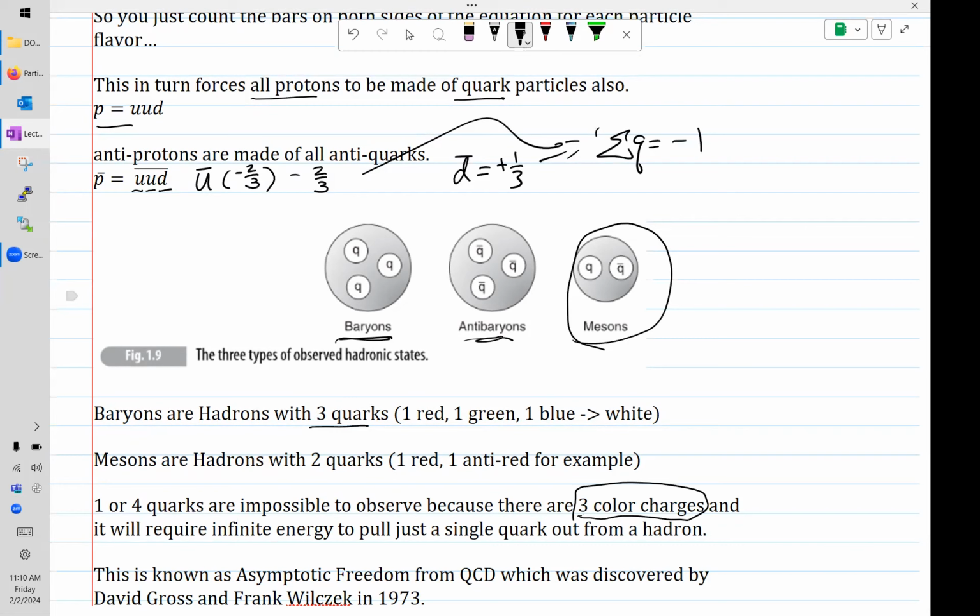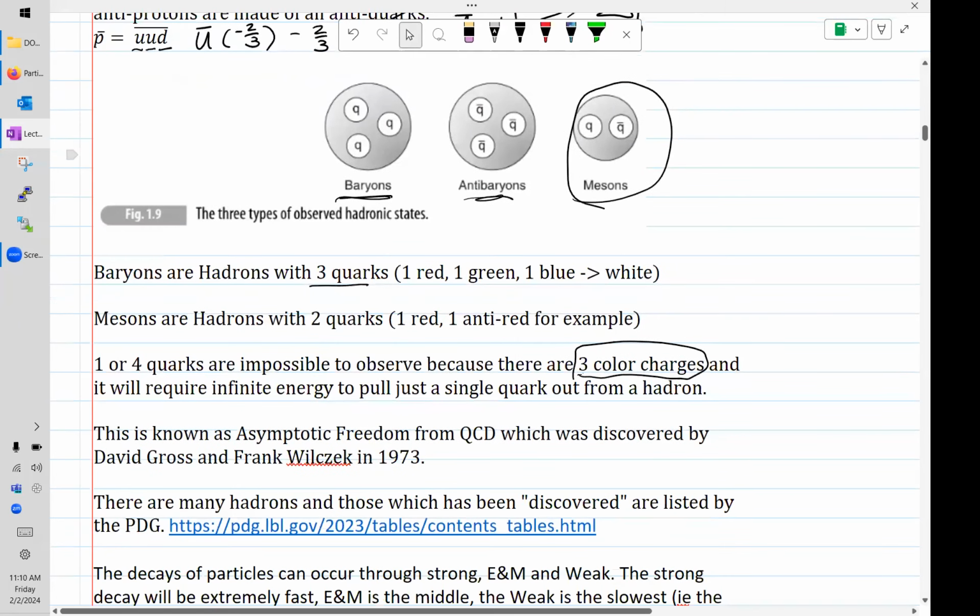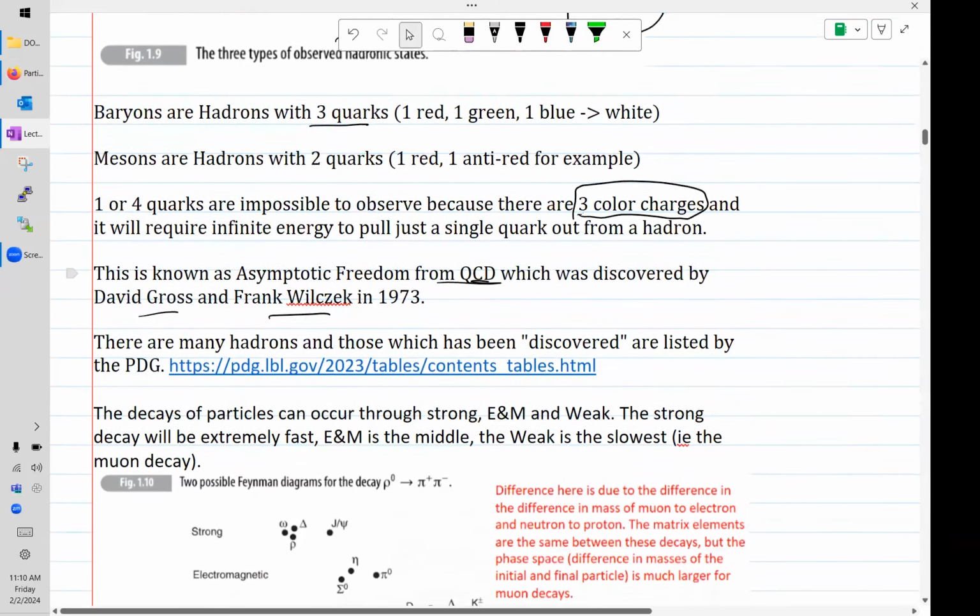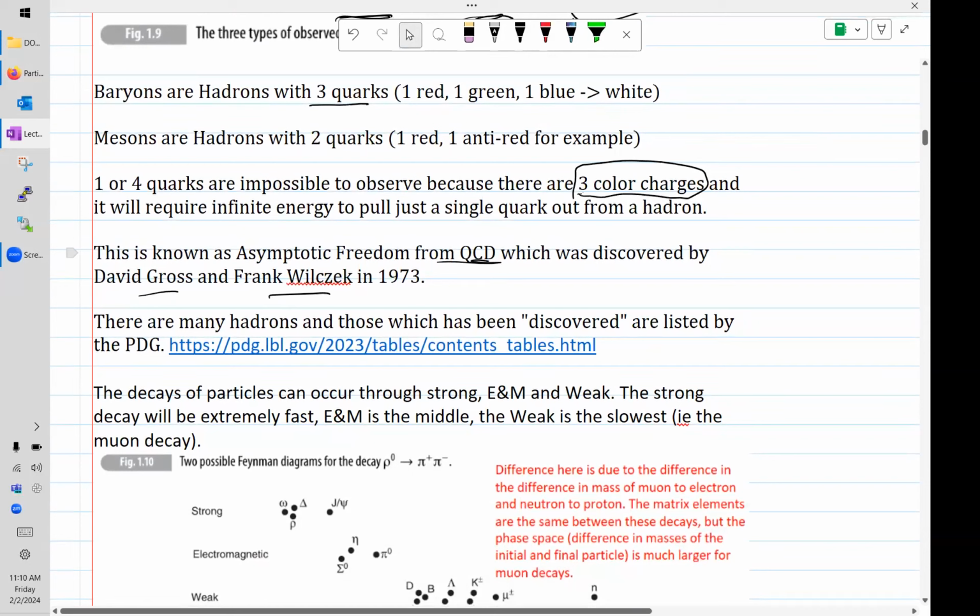Outside the nucleus and outside the protons and neutrons and mesons, the quarks cannot exist outside these places. And this was discovered by these 2 gentlemen, Gross and Wilczek, in 1973, called asymptotic freedom, which is basically the fundamental theory that describes the interactions inside the nucleus, inside protons and neutrons and all the mesons. And we're going to see a lot more of that when we get to that part of the class in a few chapters.